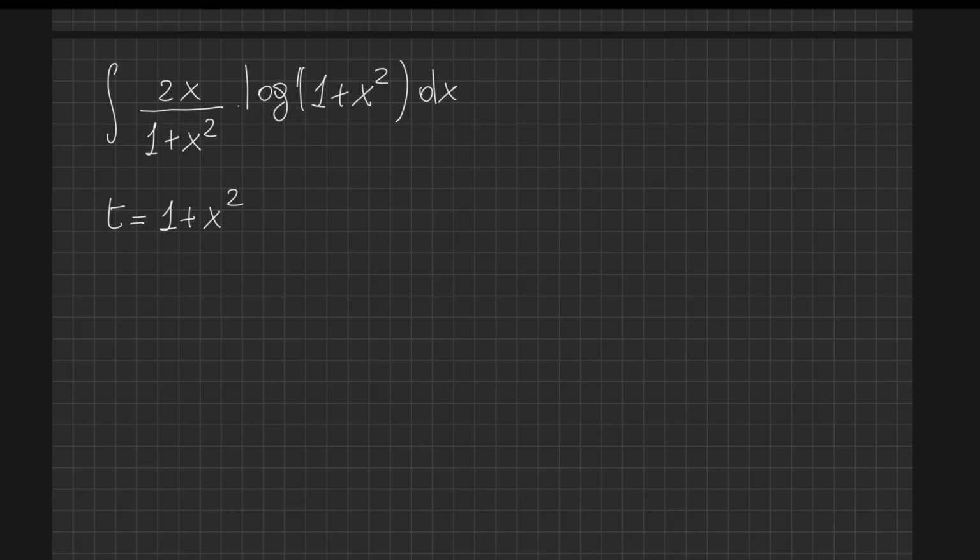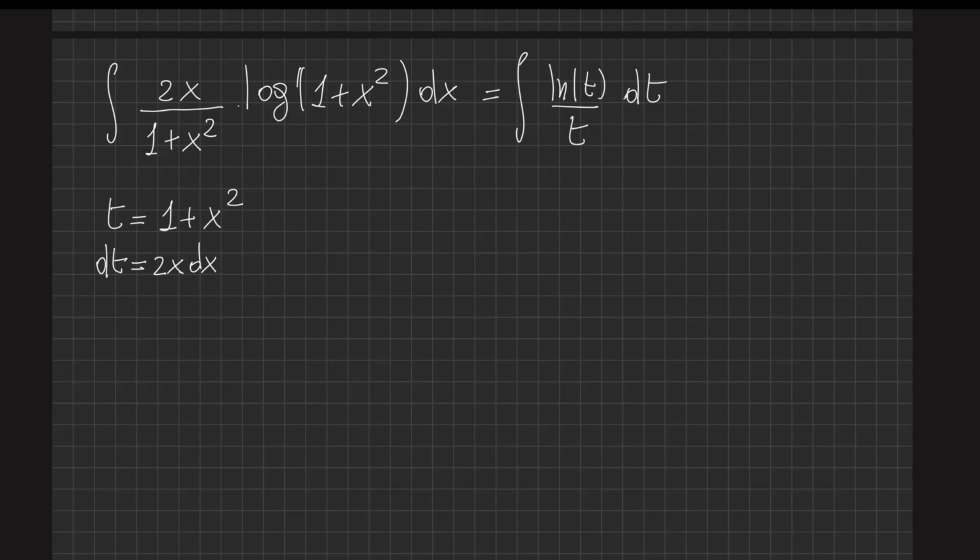And in this case, we will get the dt to be equal to 2x dx. Okay, this looks pretty good and promising. Indeed, we have the 2x dx above here in the numerator, and the denominator is just 1 plus x squared, which is going to become t, and the log also, the argument is 1 plus x squared. Okay, let's do the substitution. So we get that this integral is equal to the integral of the log of t divided by t times dt.